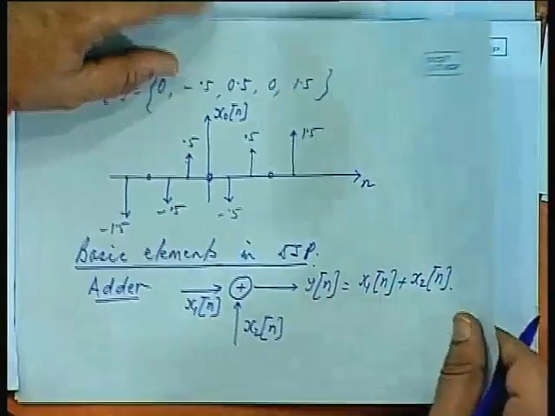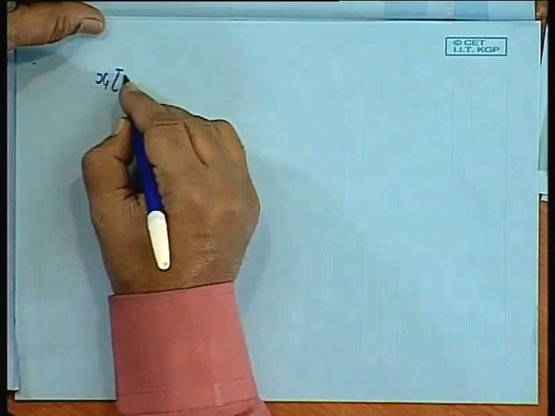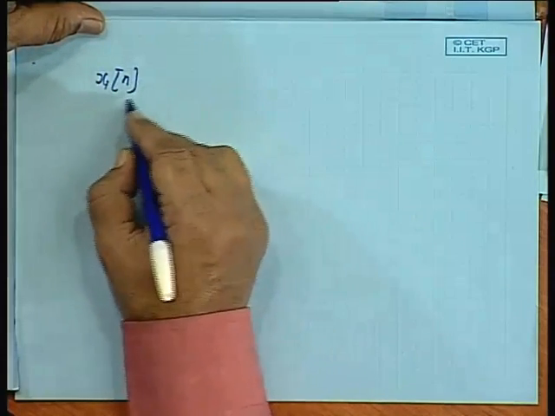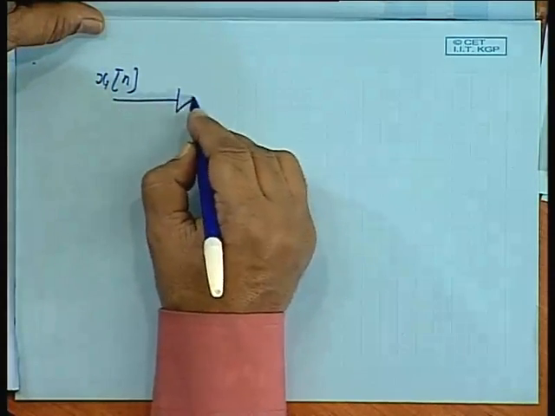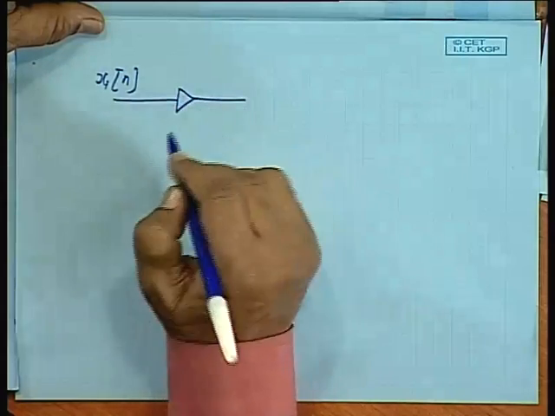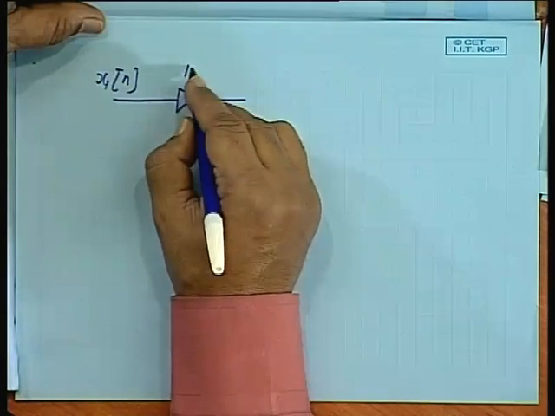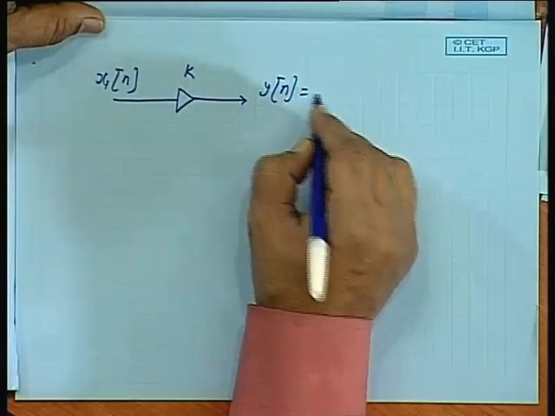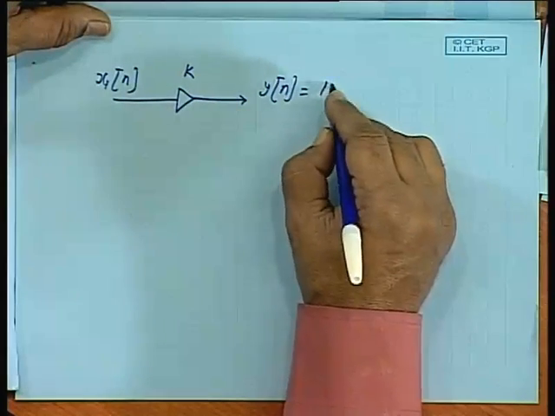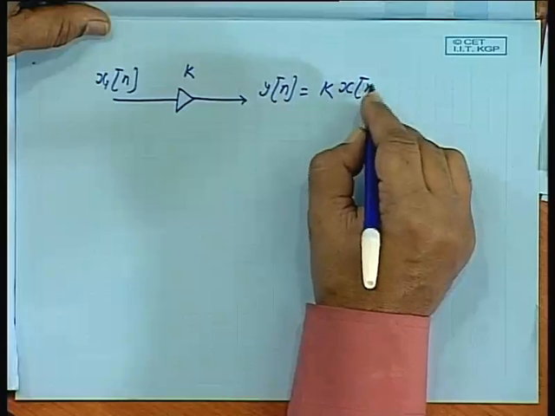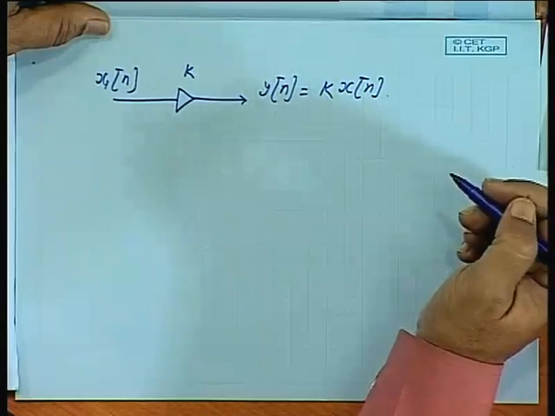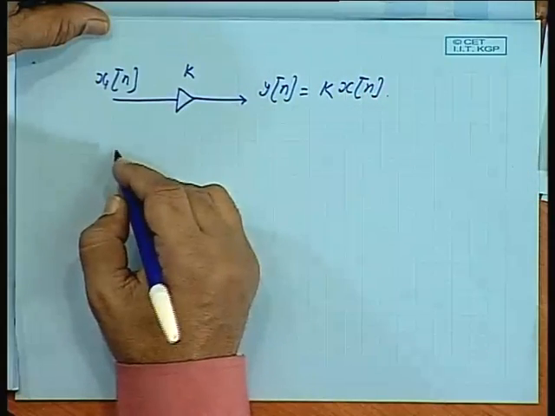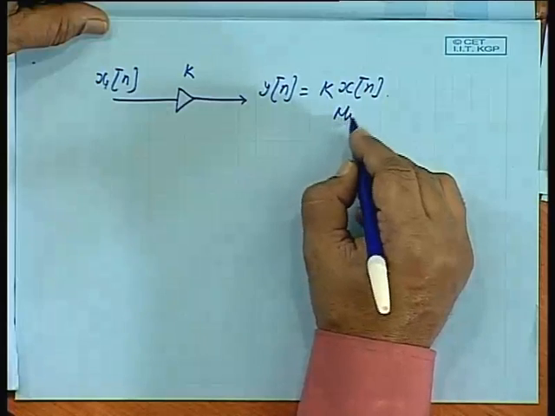Then we have a multiplier. The symbol for a multiplier is like this, a multiplier k. So the output y n gets multiplied by a scalar k, k times x n. So this is a multiplier.